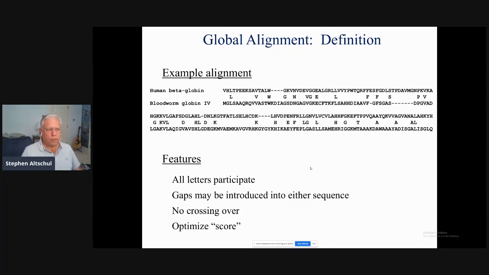So the original definition was for global alignment, with the idea that one could insert gaps or null characters into either sequence to try to line them up as well as possible. All of the letters would participate. There wouldn't be any crossing over. You wouldn't align letters in a different order than they occurred in the two sequences. And there would be some kind of score that you would define that you would try to optimize. The early scores were based basically on matches, mismatches, and gaps, but got elaborated into more fancy scoring systems after that.